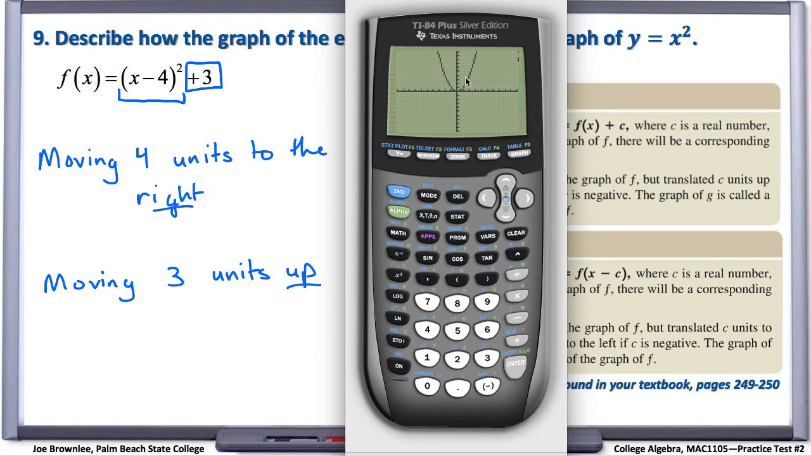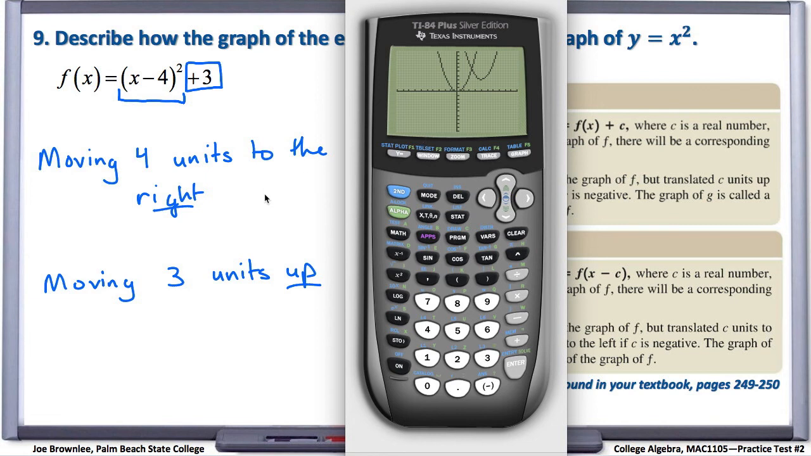All right, so there is the first graph, y equals x squared. And here's our second graph, f of x equals quantity x minus 4 squared plus 3. So we're saying, and let's just visually confirm, that our graph moved to the right 4 units. So 1, 2, 3, 4. And moved up 3 units. So 1, 2, 3. And there we have it.